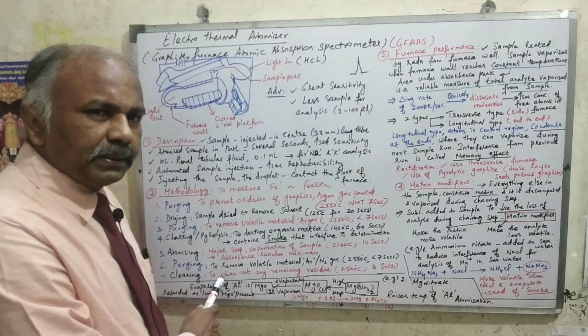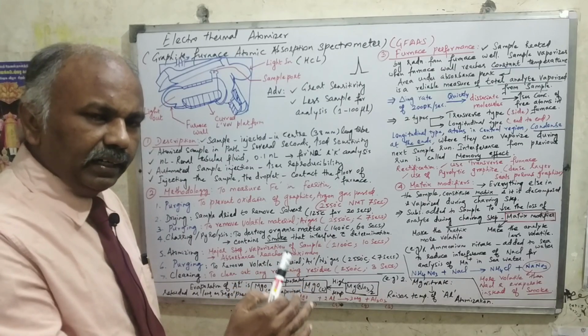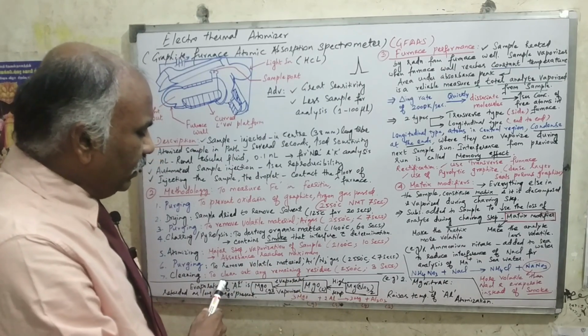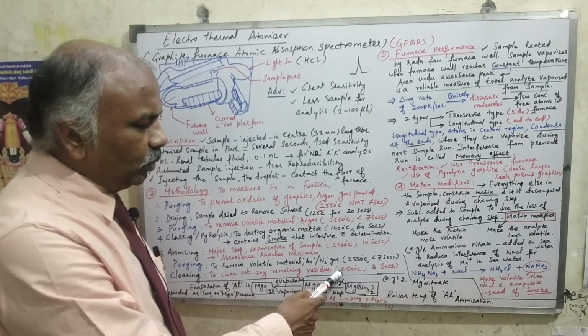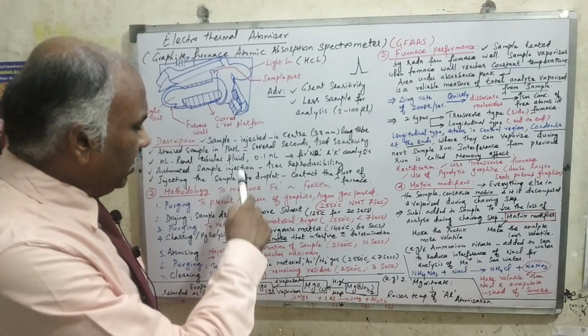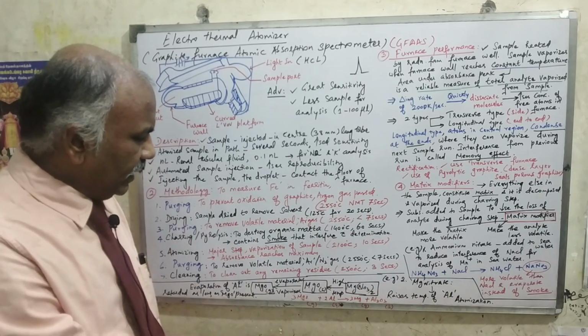And the last step is cleaning. Sometimes we are not doing purging after atomizing. We can directly go for cleaning also, depending upon the sample we are using. So cleaning is to clean out any remaining residue. The temperature for cleaning is 2500 degrees centigrade for 3 seconds only. So these are all the various steps we are using, especially in the graphite furnace.